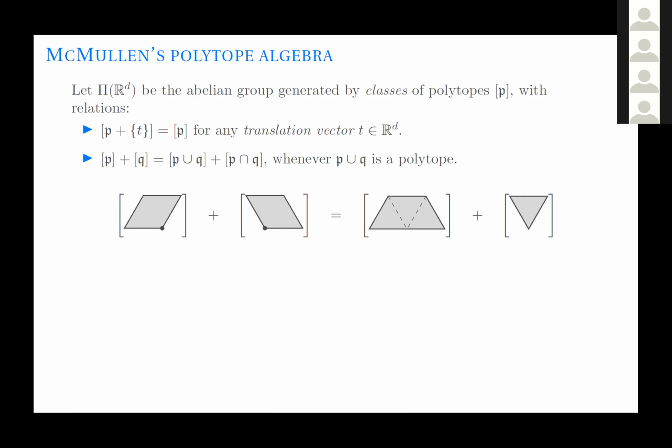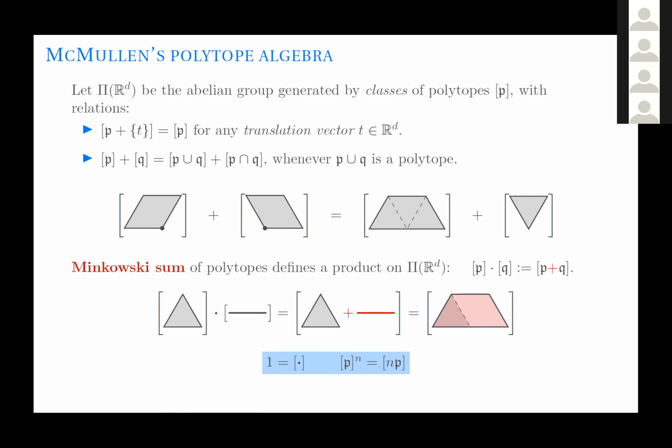And we're going to impose a product structure as well on this group. And the product is given by the Minkowski sum of polytopes. So on these generators, we define the product of two classes of polytopes as the class of the Minkowski sum. And here we have an example of such a product. So if we multiply the simplex by this segment, the result is the class of this Minkowski sum. And geometrically, to see how this Minkowski sum looks, we're just taking, for instance, the segment, the second polytope, and traversing the simplex with that line segment. And the resulting collection of all the points that we traverse is precisely this trapezoid right here on the right.